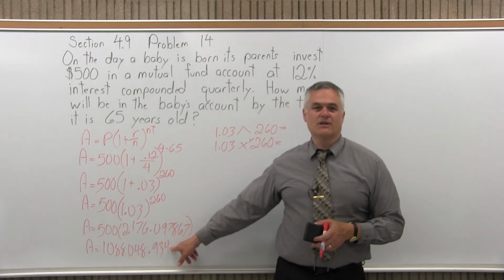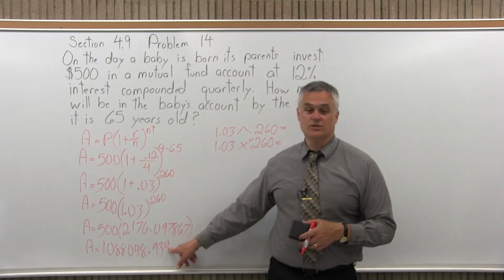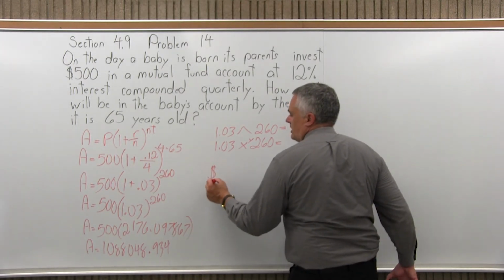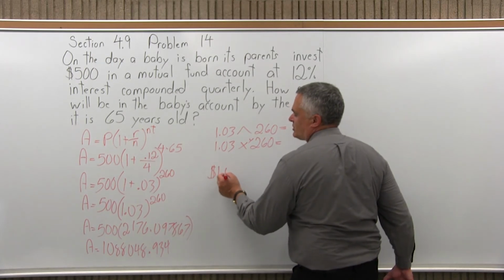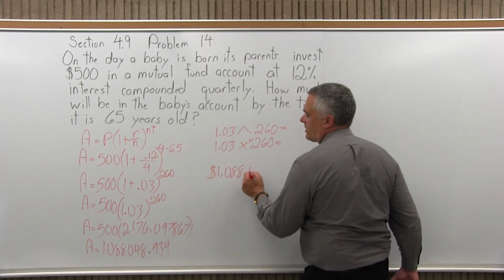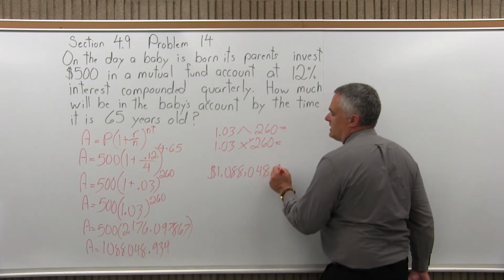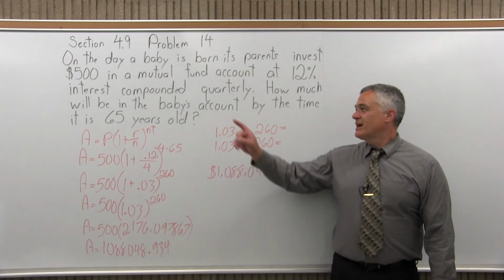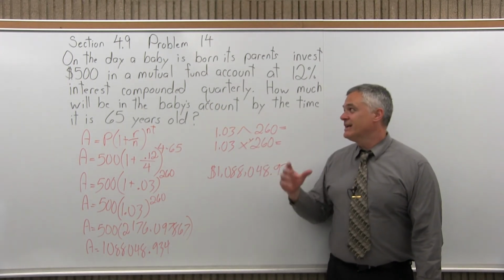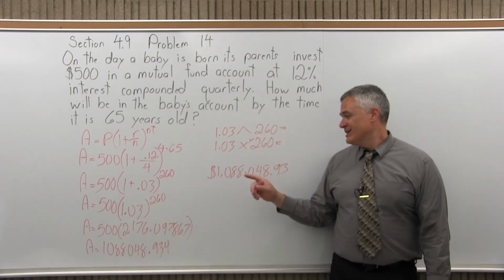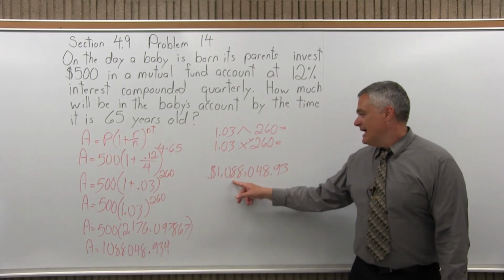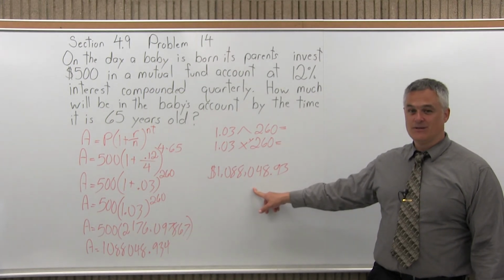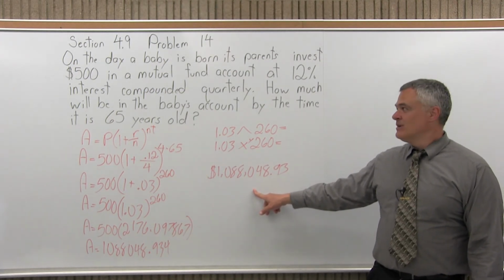It would need to be a 5, 6, 7, 8 in the third position to bump it up one, which you just don't have. So to do a nice job, let me put a dollar symbol and start putting in commas. As you write it out a little bit neater, you realize that's more than $1 million. Starting with only $500, that initial investment grew to $1,088,048.93. That's huge, with only $500.